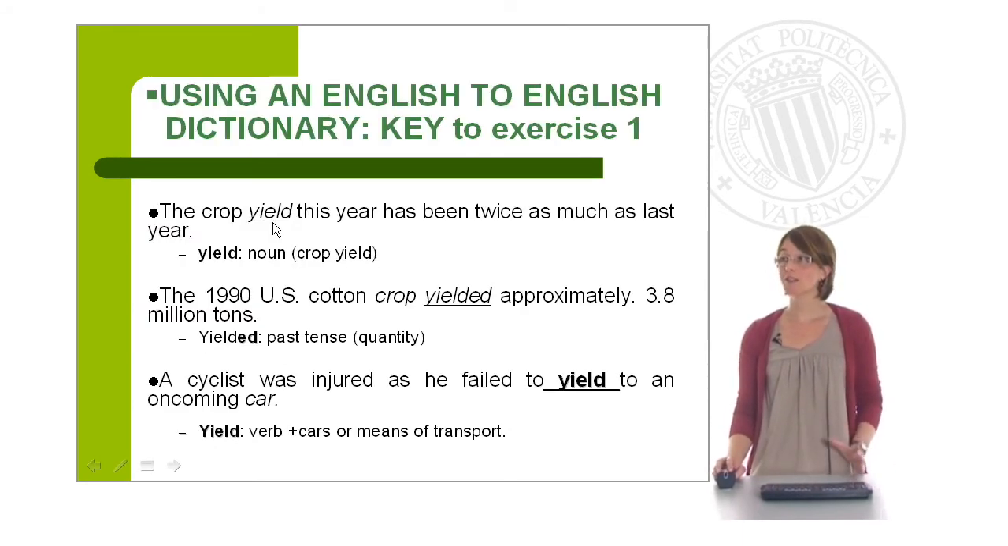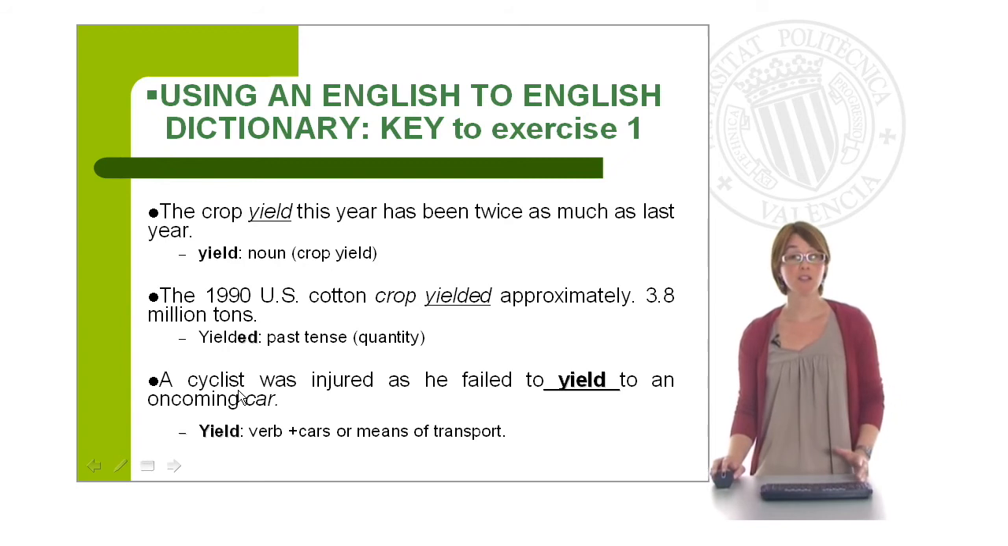Right. In the first sentence, we have that yield is used as a noun, together with crop yield, and is the subject of the verb has been. In the next sentence, we have that yielded is used as a verb in the past tense, and is used in relation to a quantity, 3.8. And in the last one, we have the use of yield as a verb again, in relation to cars, or means of transport. Notice we have a cyclist and a car.